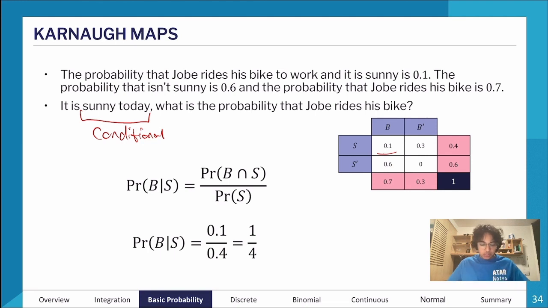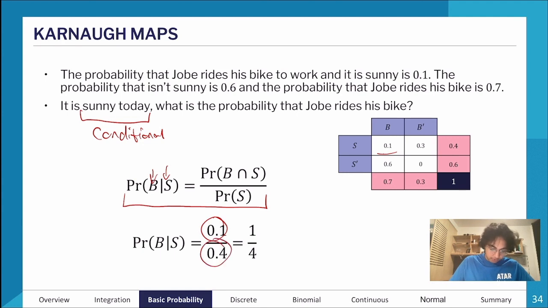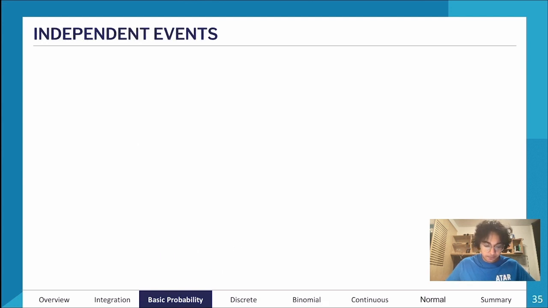So what we need to do is use our conditional probability equation. So riding bike, given that it's S, right? Given that it's sunny. On the top, we want to know the intersection between B and S, and I said that was 0.1, so we write 0.1. The probability that it's sunny is 0.4, and so simplifying it, we'll just give 1 on 4, or a quarter, or 0.25. But yeah, I've always found these tables to be helpful for these conditional probability questions, mainly.